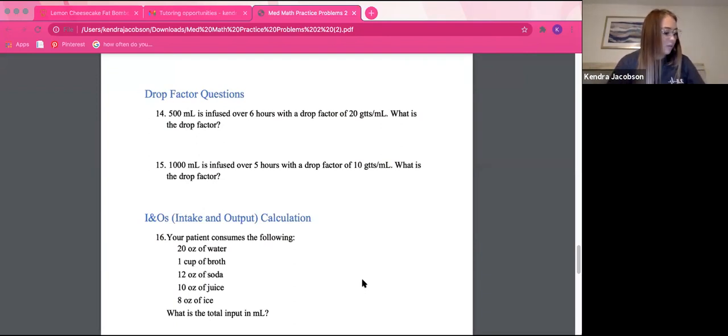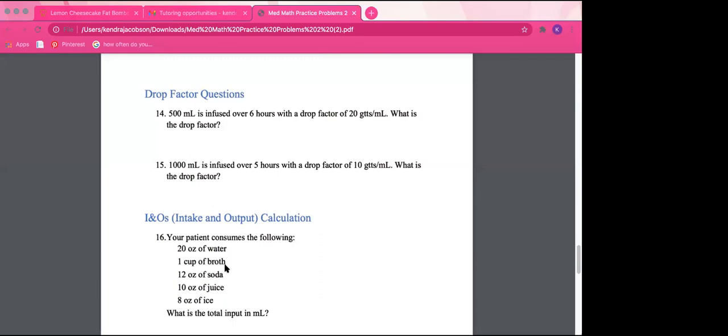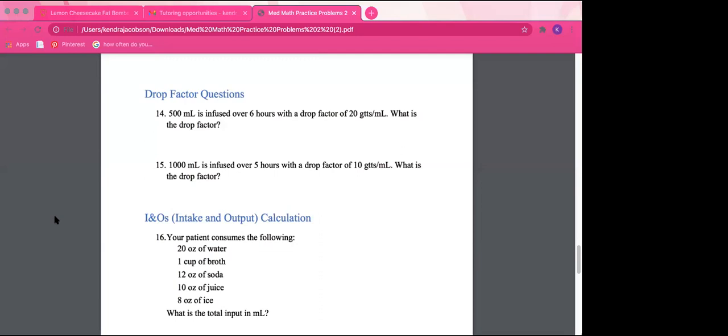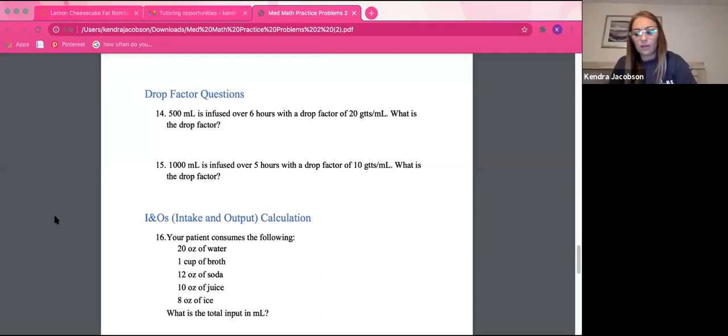I think I did this one wrong when I was doing this earlier. So for the next one, there's going to be a cup of broth. Does anyone remember how many milliliters is in a cup? Yep, 240 is correct. I see that in the chat box. So essentially I would put that under the 600 milliliters.